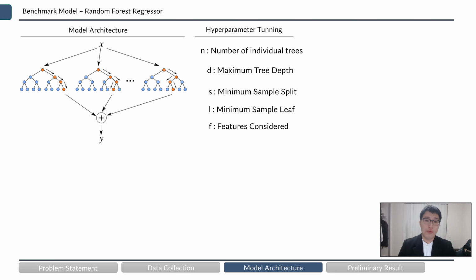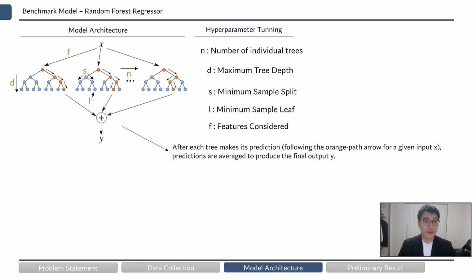Here we benchmarked a random forest regressor as a strong baseline model. A forest is simply a sample of n decision trees. Each tree is grown up to a maximum depth of d, splitting when at least S samples remain, and requiring at least L samples per leaf to prevent overfitting. At each split, we randomly select F features to inject diversity across trees. After each tree predicts, we average all predictions for the final output y.